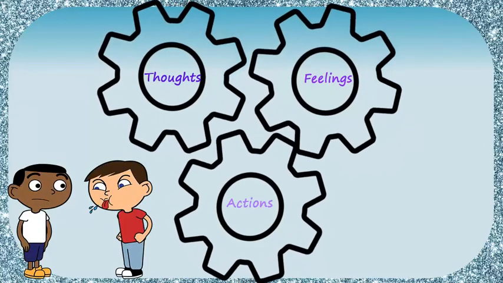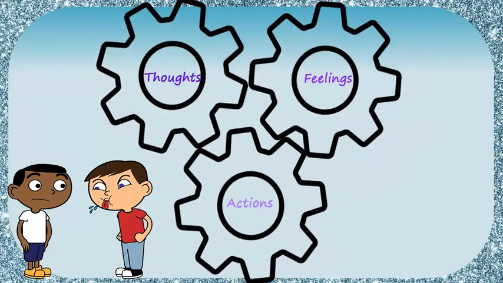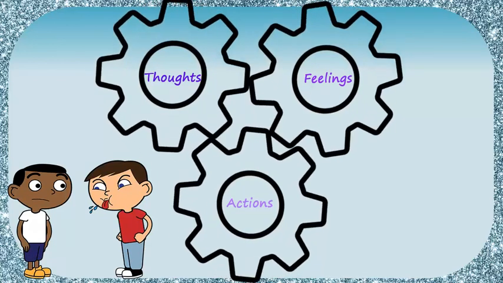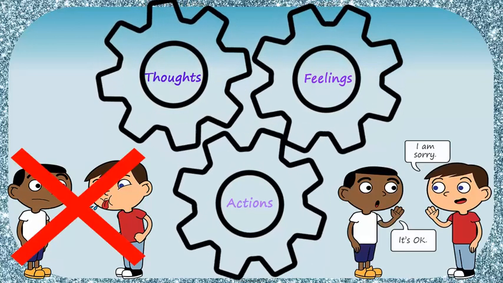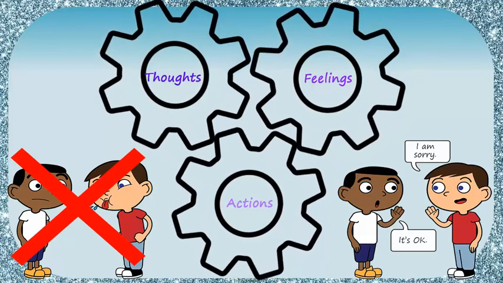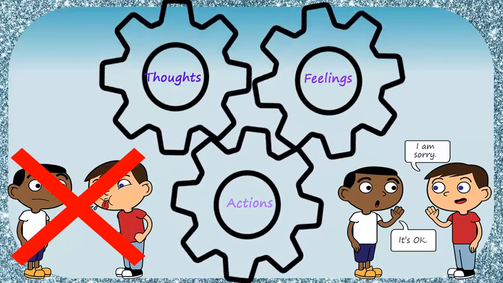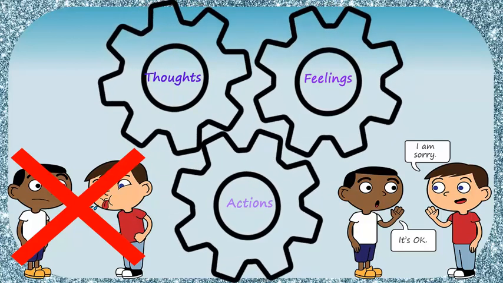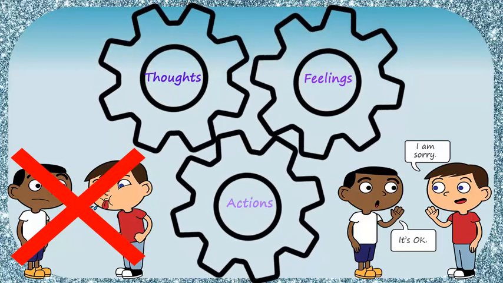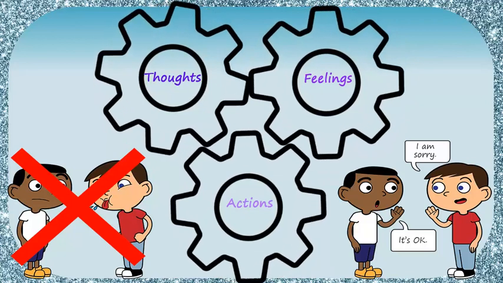When we understand how they work together, it gives us the power to recognize and manage our emotions. Let's look at an example to see how understanding think, feel, act can help us change our actions.